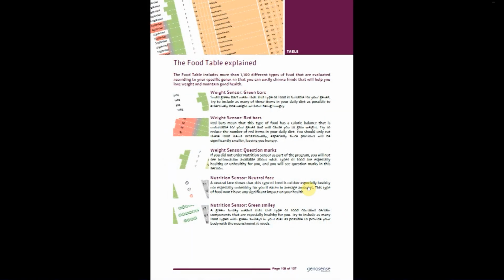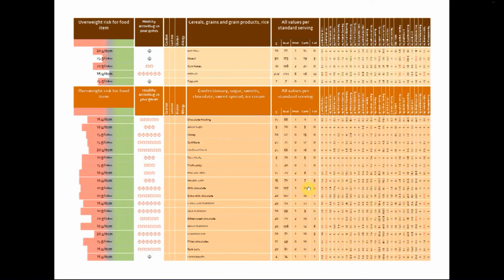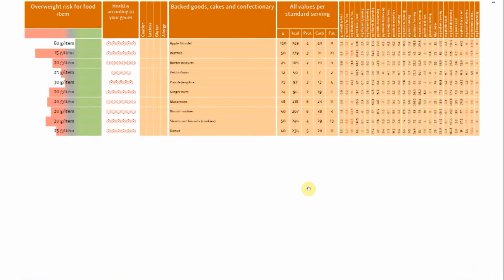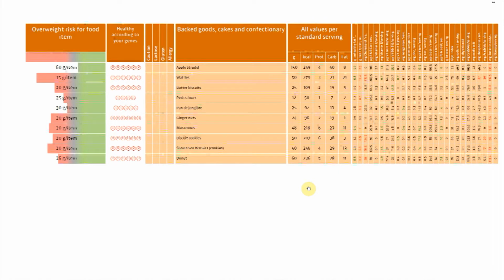All right, so now let's look at the food table. I'm going to jump over this. You can read up on it in case you're interested. I'm going to explain it on the live table. So let me just find a good page. Let's go for this one and zoom in. So first of all, here you have different categories: baked goods, cakes, and confectionery. So here are the different types of food that all belong in this category.